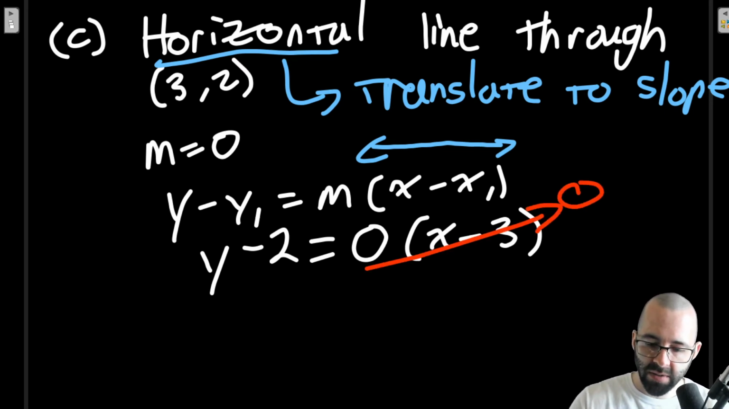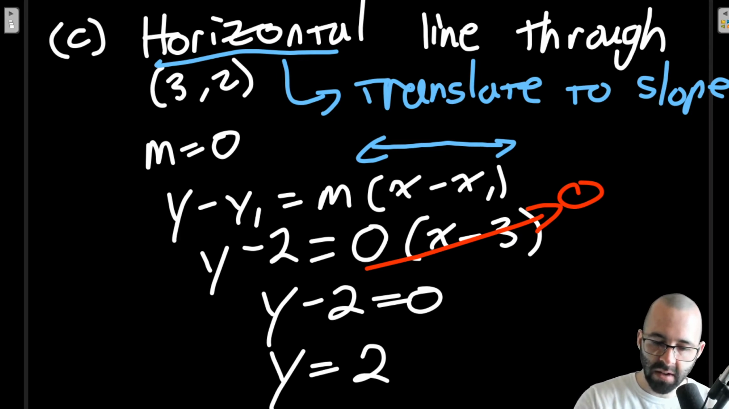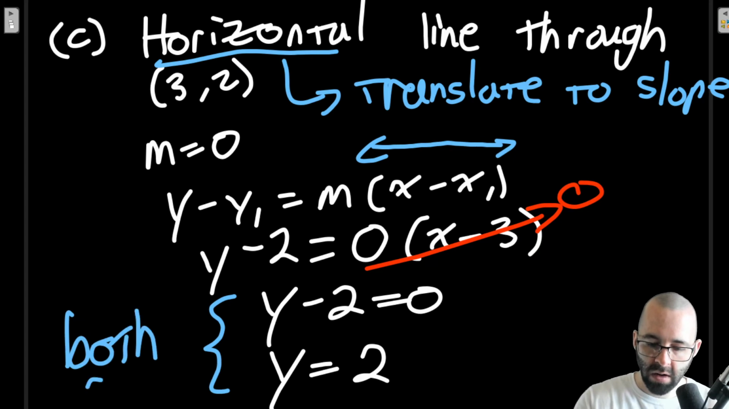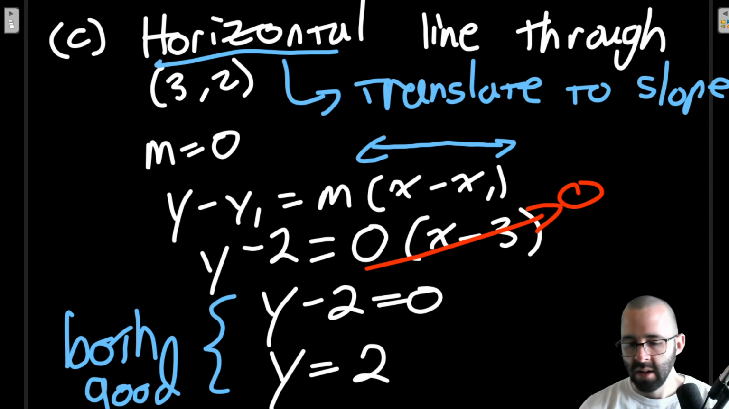So really, we could just have y minus 2 equals 0. This is a good answer. Or you could have y is equal to 2. Both of these are okay. All right. I'll accept either one. And that's what horizontal means.